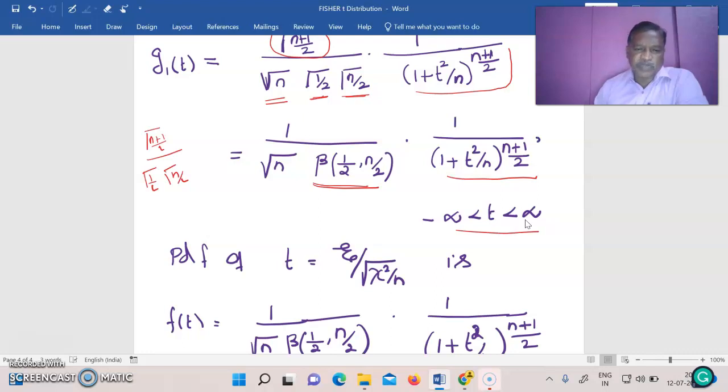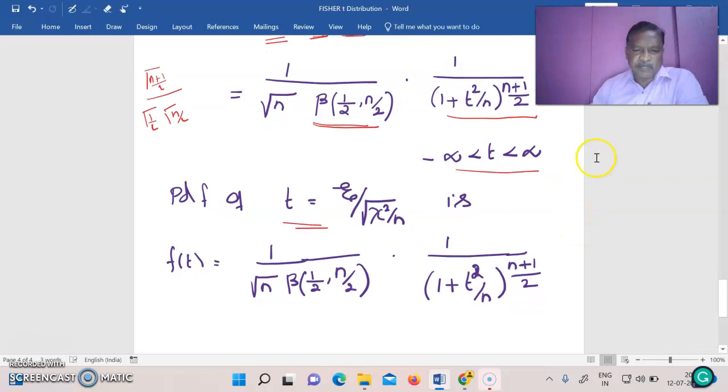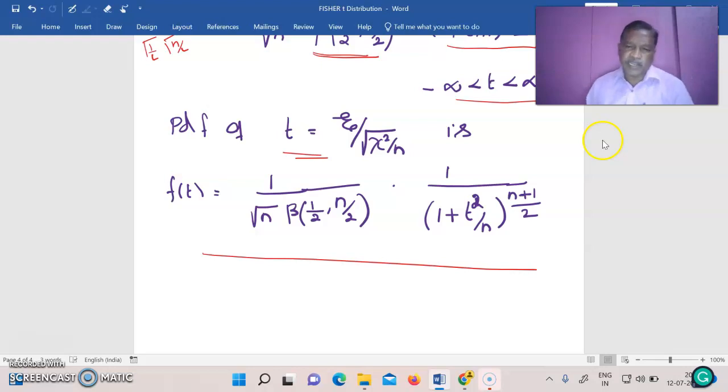Therefore, the probability density function of t is nothing but f of t equals 1 divided by square root of n, beta of (1 by 2 comma n by 2), into 1 divided by (1 plus t square by n) whole power (n plus 1) by 2. So we have derived the probability density function of Fisher's t. With this we stop this video. I hope you may understand this concept.